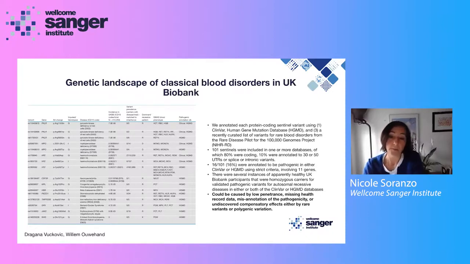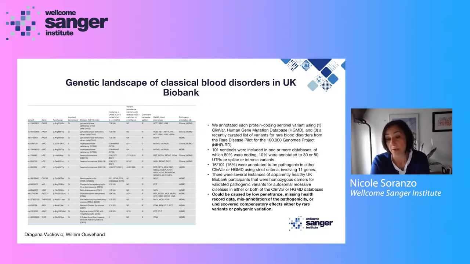So if you look at the pattern of homozygote mutation for recessive diseases and indeed heterozygote for dominant diseases, we see that there are several instances of apparently healthy UK Biobank participants that were carriers for validated pathogenic variants for autosomal recessive disorders. And so this really suggests that there is some level of misclassification in Biobank that could be indeed caused by many different reasons.